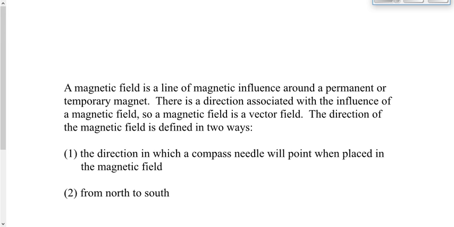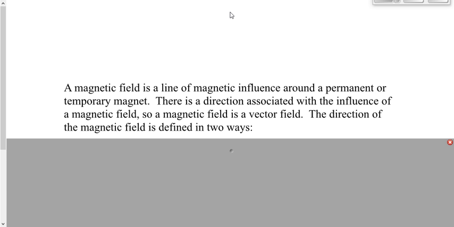Now I want to define a magnetic field. A magnetic field is this line of influence that surrounds a magnet. We could also define a magnetic field the second way we define an electric field: it's a region of space that could produce a force on a charged particle, a region of space that could produce a force on a ferromagnetic material. Or you could define it as a line of magnetic influence around a permanent or temporary magnet.